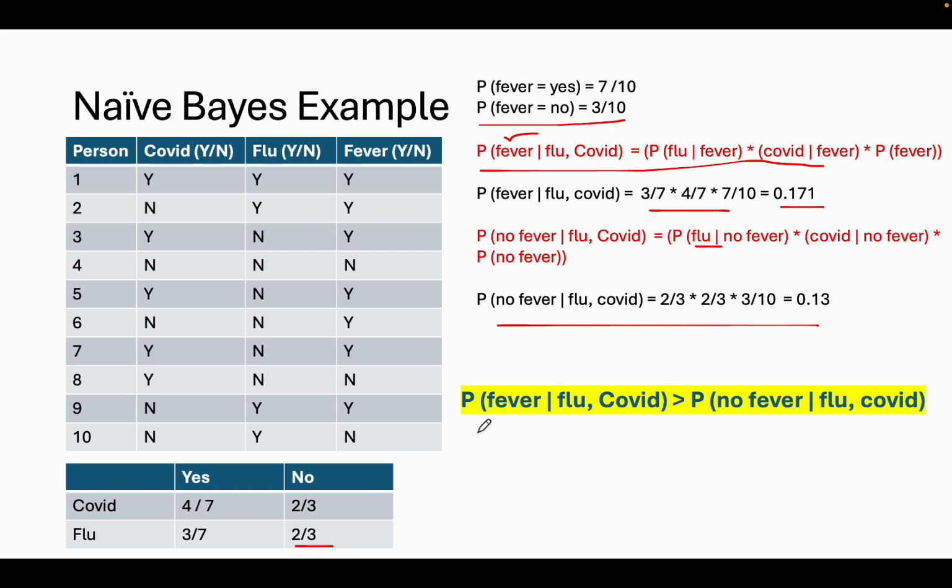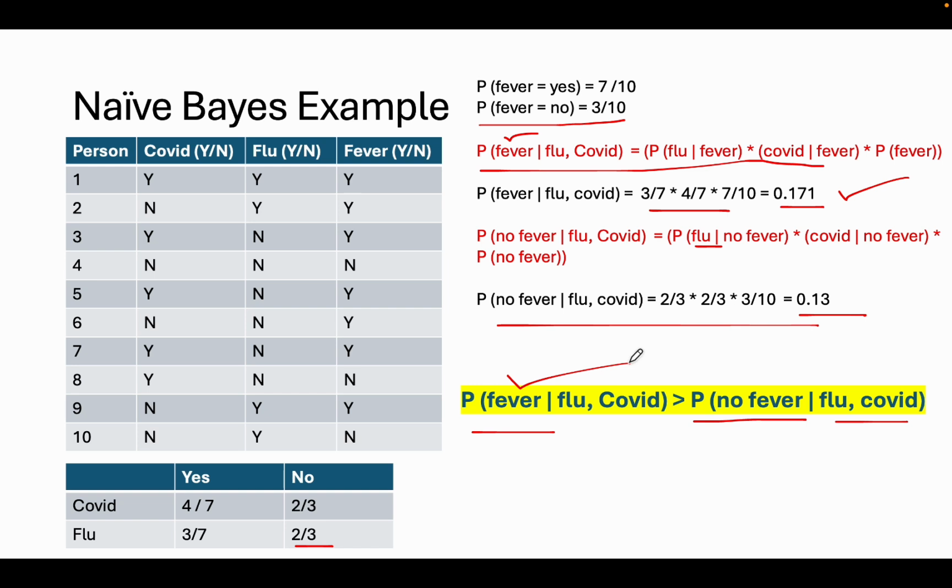So finally, we have to take the probability that is greater than the other one. For example, the probability of having a fever is 0.17, and the probability of not having a fever is 0.13, which means that the probability of the person having a fever, given that he also has flu and COVID, is greater than that of the person who does not have fever, given that he has flu and COVID. So this means that this probability is higher. This means that the person has fever, given that he has flu and COVID.